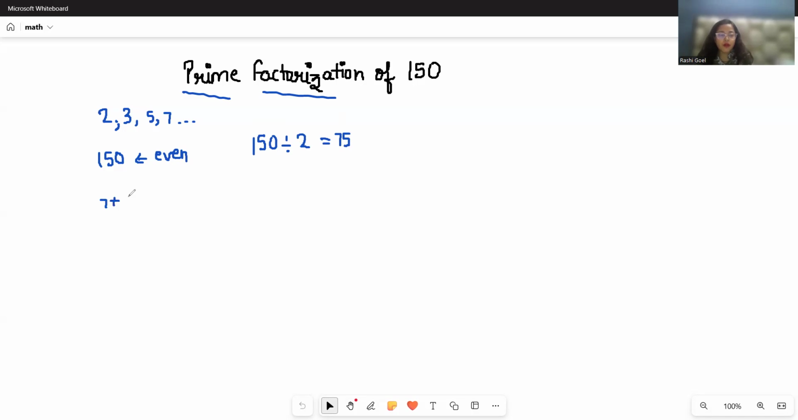So we do the sum of digits to check whether it's divisible by 3 or not. 7 plus 5 is 12, and 12 is divisible by 3. So 75 divided by 3 gives 25.